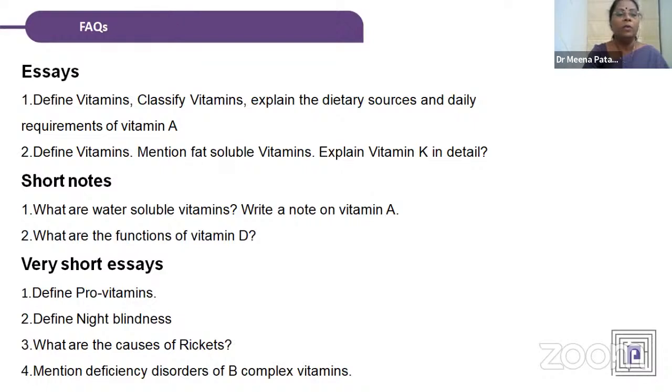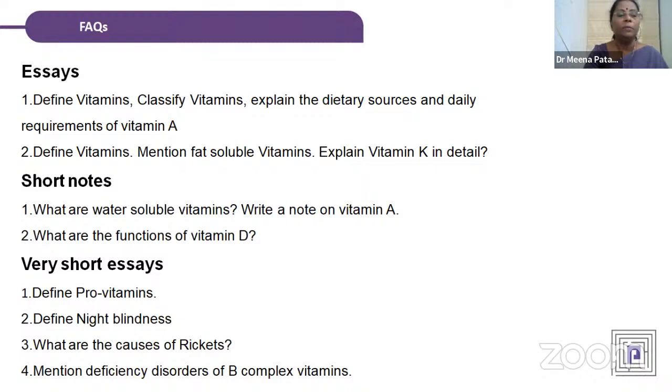Let's see the questions. Essay questions, 2 again. Define vitamins, classify vitamins, explain the dietary sources and daily requirements of vitamin A. Number 2, define vitamins, mention fat-soluble vitamins, explain vitamin K in detail. It can be vitamin A, it can be vitamin E, it can be vitamin D instead of vitamin K. Understand that, okay? You may get questions related to any of the vitamins.